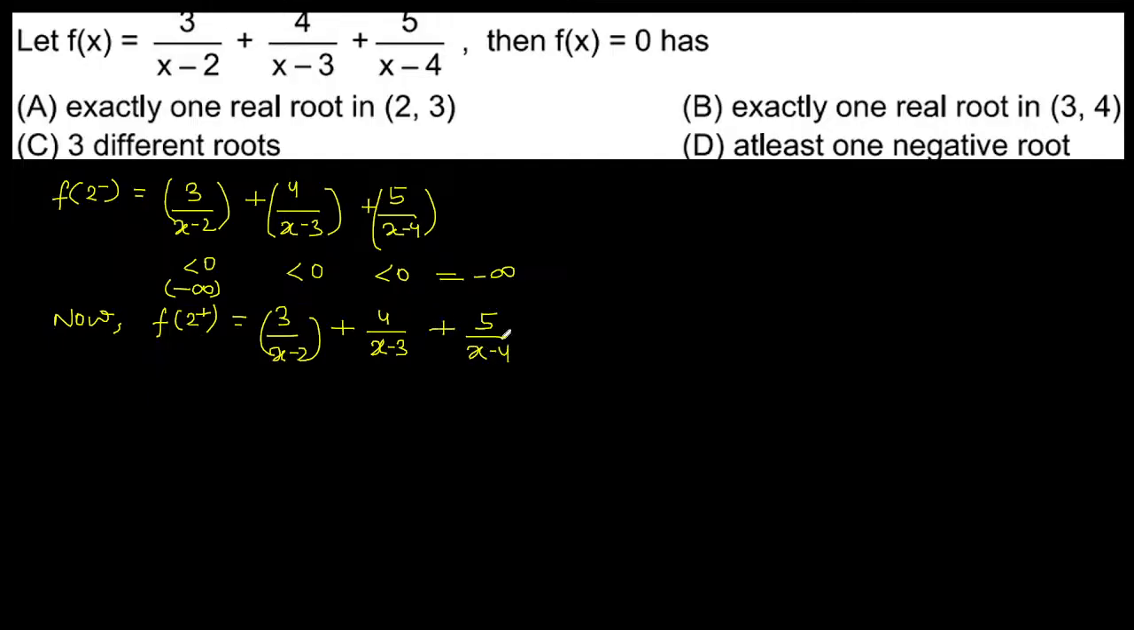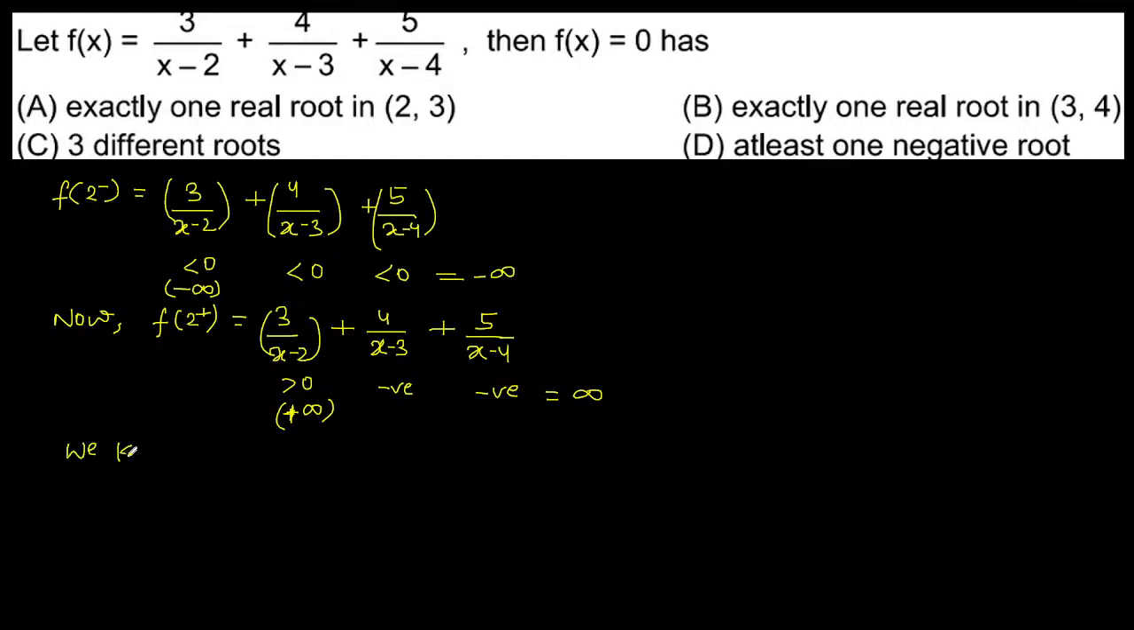5 upon x minus 4. So what will happen? This is positive, which is plus infinity. 2 plus is what? 3 by 0, which is infinity. 3 by near to 0. And this is some negative value. And this is some negative value. Overall, we get infinity.